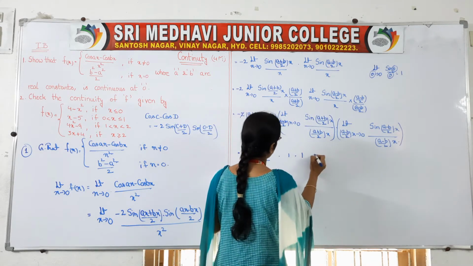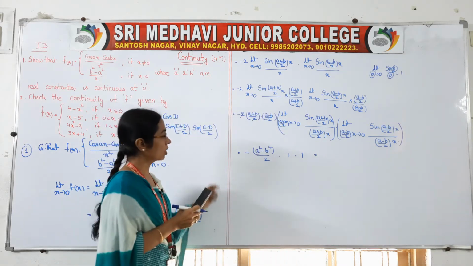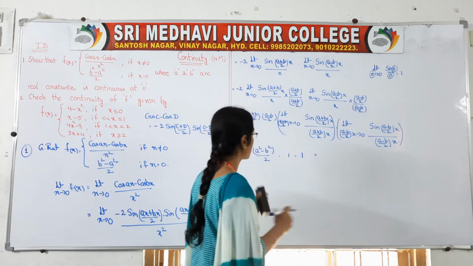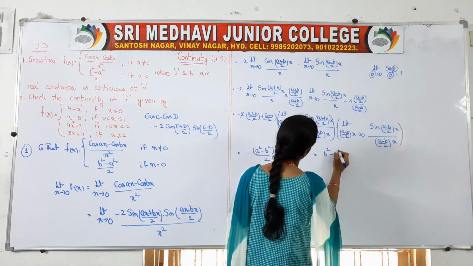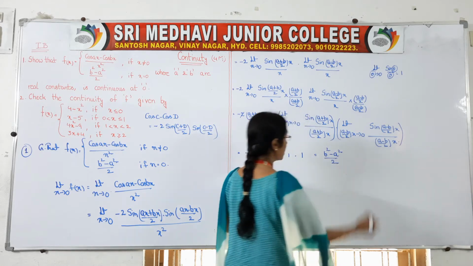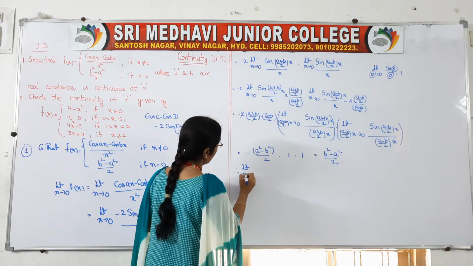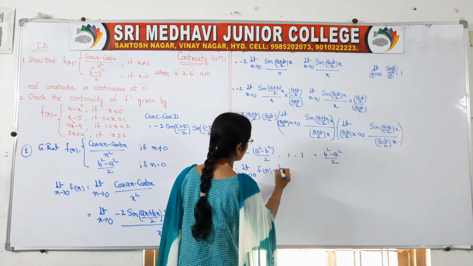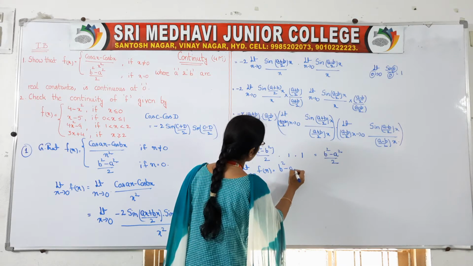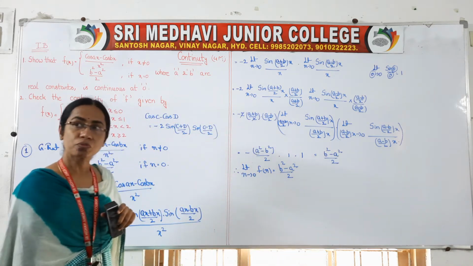Right. So it is equal to 1 into something means something only, and sending this minus inside, it is b square minus a square by 2. So therefore limit x tends to 0, f of x is equal to b square minus a square by 2.